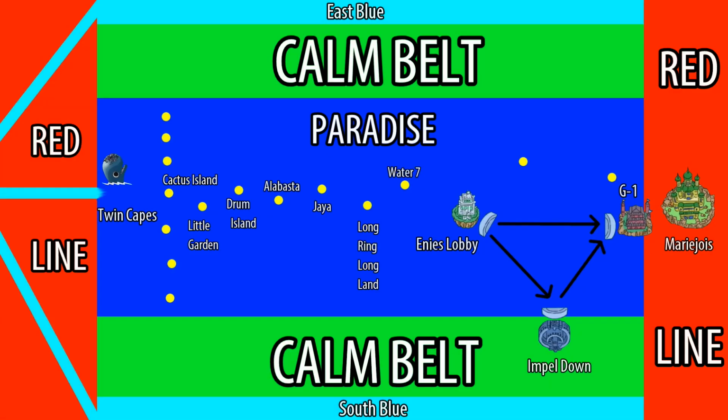Okay, then we get to Water 7. Now, Water 7 is unique because it has access to the Sea Train, which is like a special network that's connected to other islands around it, one of which is Enies Lobby. So Water 7 and Enies Lobby have to be pretty close to each other in order for the sea train track to work. It is a fair distance from Water 7 to Enies Lobby, but it's not a ridiculously long distance, okay? So Water 7 is pretty close to Enies Lobby, which is what I said is the whole tub current here.